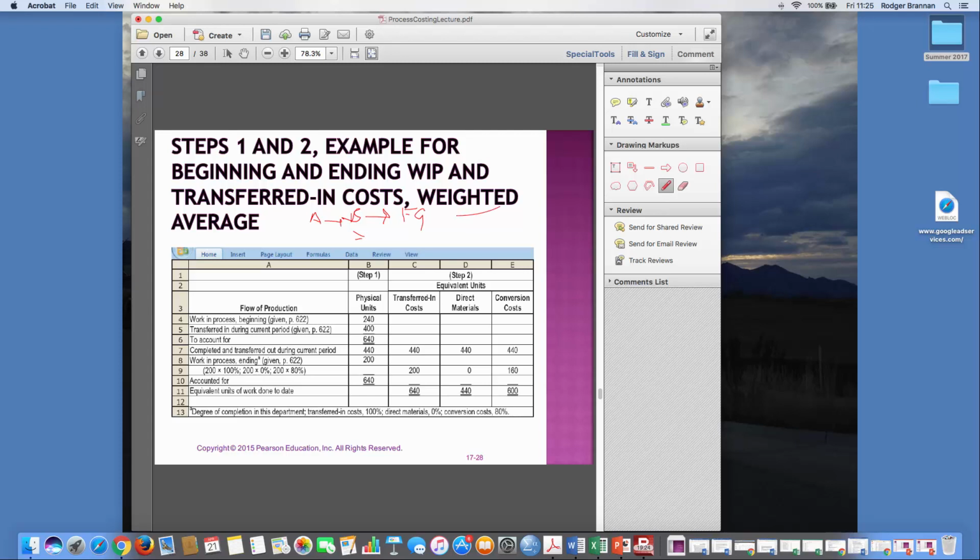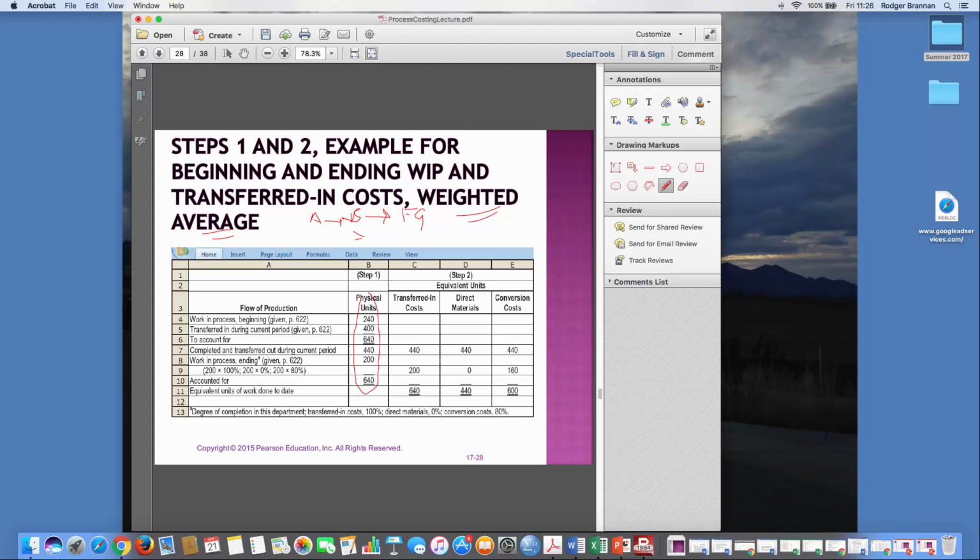And we're only going to look at it from the point of view of weighted average. We're not going to look at it from the point of view of FIFO. I think if you can understand weighted average, if you had to teach yourself FIFO, you could do that. Now again, just like I did before, I always want to make sure that I can account for the physical units. There's a beginning balance. This is what got transferred in during this time period. Okay, there's what got transferred out, and there's what's left in ending inventory.